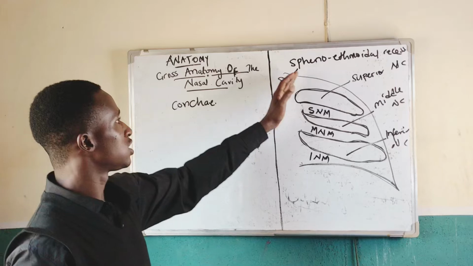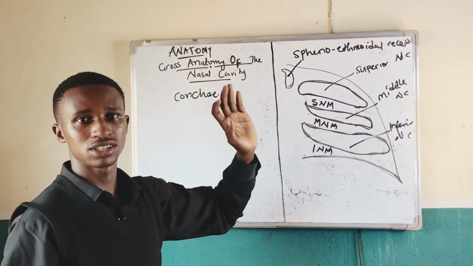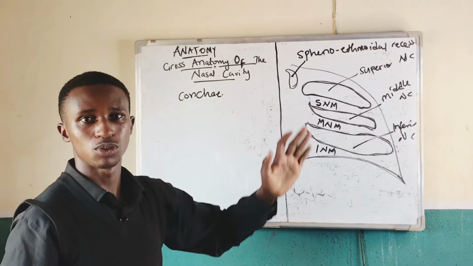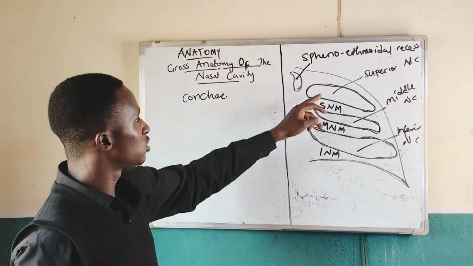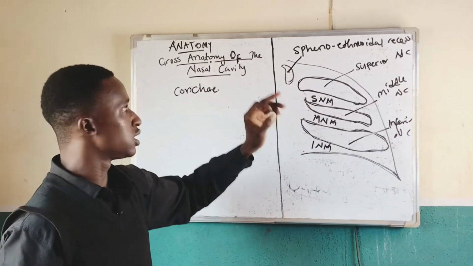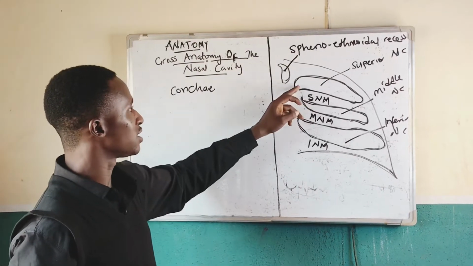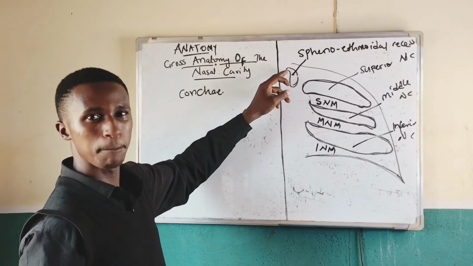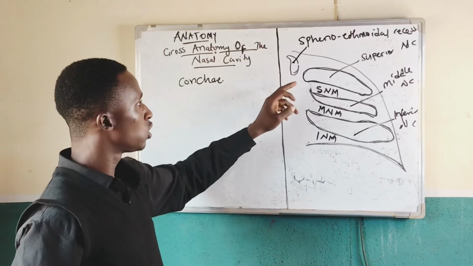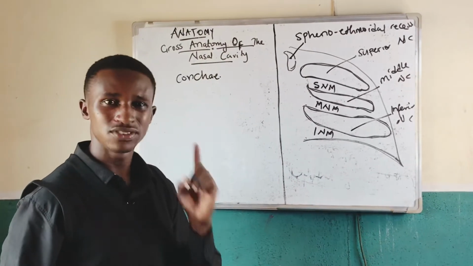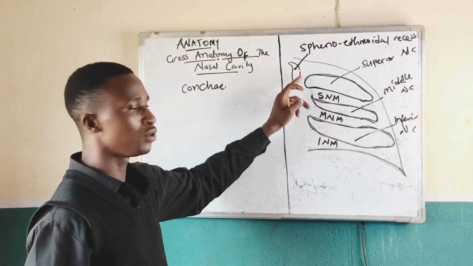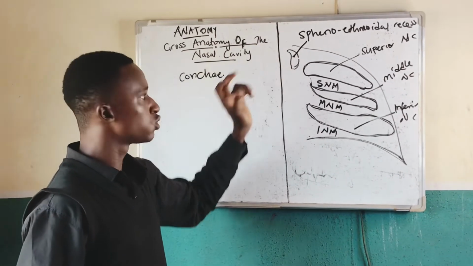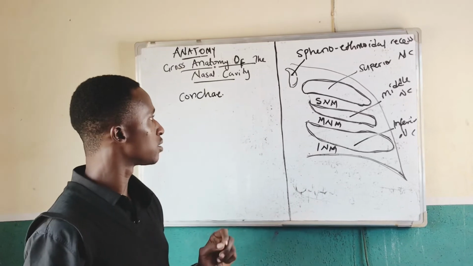The sphenoethmoidal recess is one of the depressions, one of the passageways you see in the nasal cavity. Remember, this is the superior concha. The sphenoethmoidal recess is superior and posterior to the superior concha. Take note of that point. Sphenoethmoidal recess is superior and posterior to the superior concha.